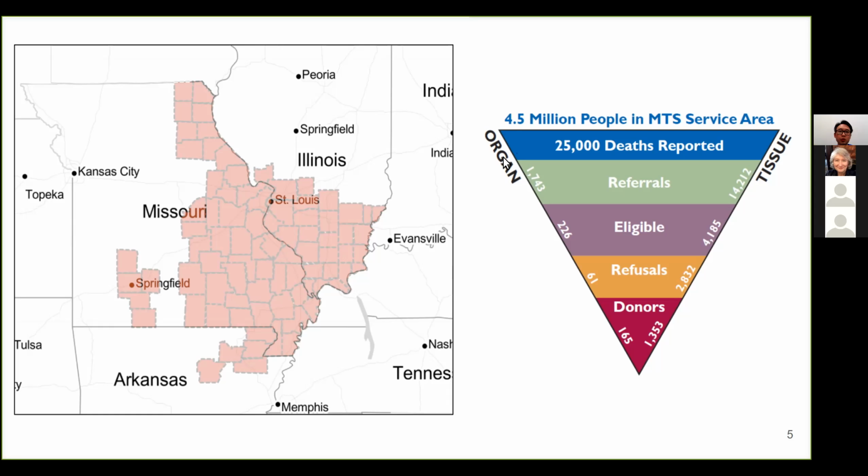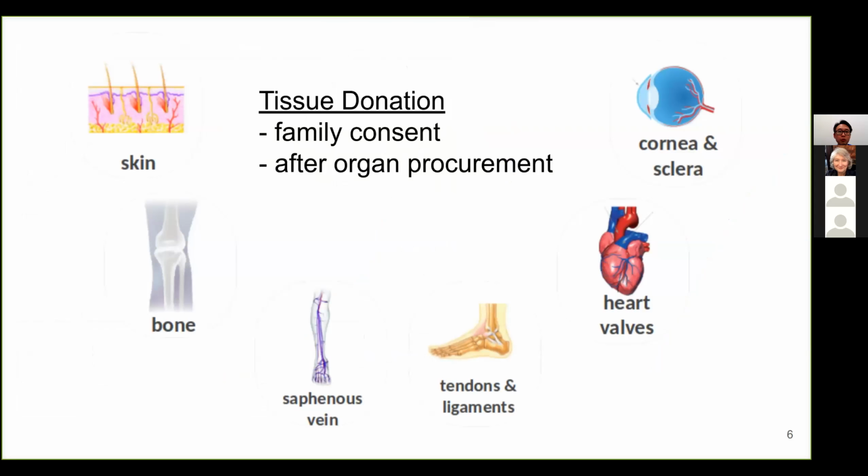You see reports in the media about people getting organ transplants, and when you go to the DMV to renew your license, you can check a box for organ donation. But there's this whole other avenue to donate tissues, and this has great potential as well to help people.